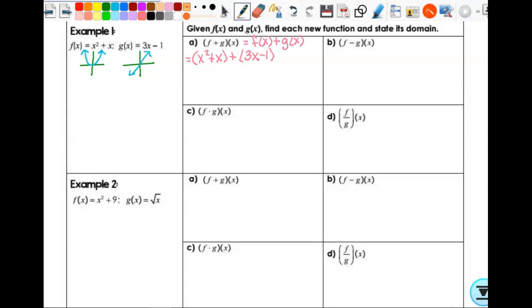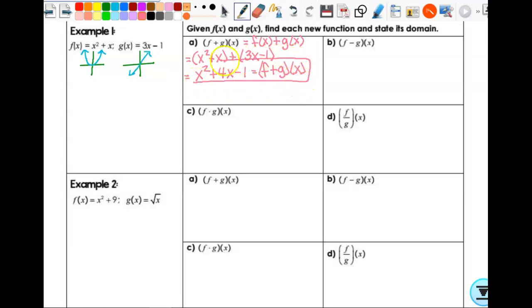All right, so do these parentheses really do anything magical here, or do they just group things? They just group things. It's like if they weren't there, it wouldn't change anything. But again, we do that every time. So then we just combine our like terms. So this gives me x squared, and then x plus 3x is 4x minus 1. That is f plus g of x.